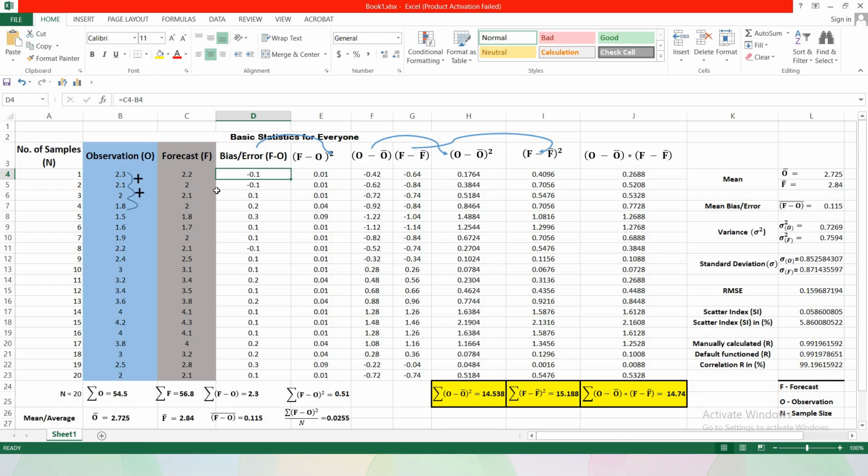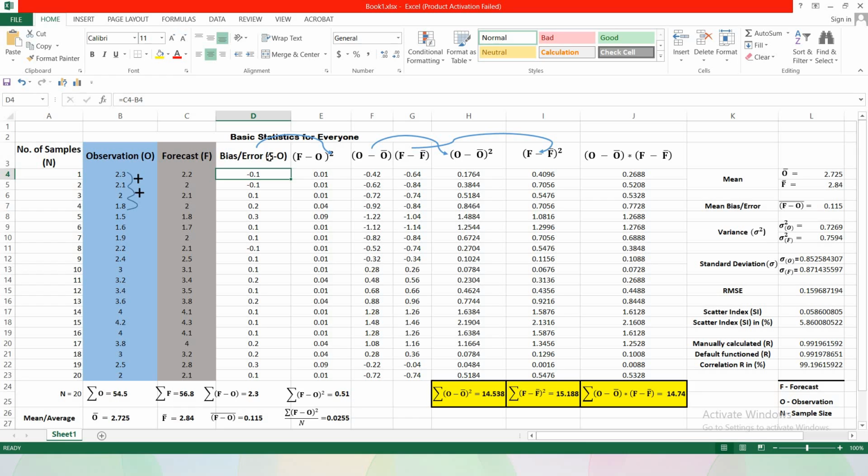So you have two data sets. One is observational data and another one is the forecasted data. When you have a data set like this, how do you compute all these 7 basic parameters? This is our task.